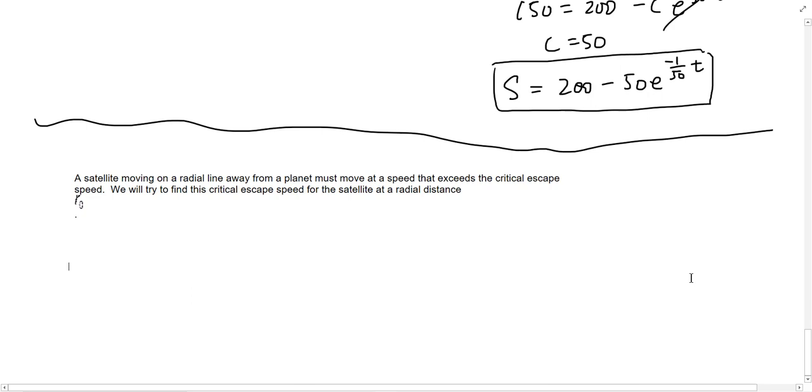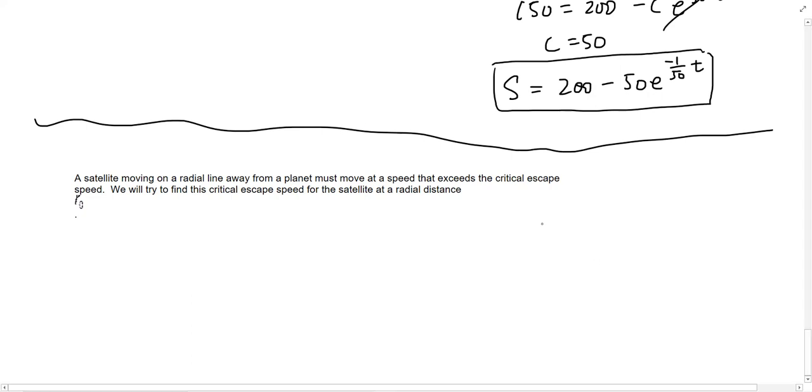So here, a satellite is moving along a radial line away from a planet. Think of the satellite as a rocket shooting off the planet Earth. In order for it to actually escape into space, it must maintain a speed past what we call the critical escape speed of Earth. So what we're going to try to do is figure out what this speed is at any distance from the center of the Earth. So this is how it works. I'll show you a picture to illustrate.